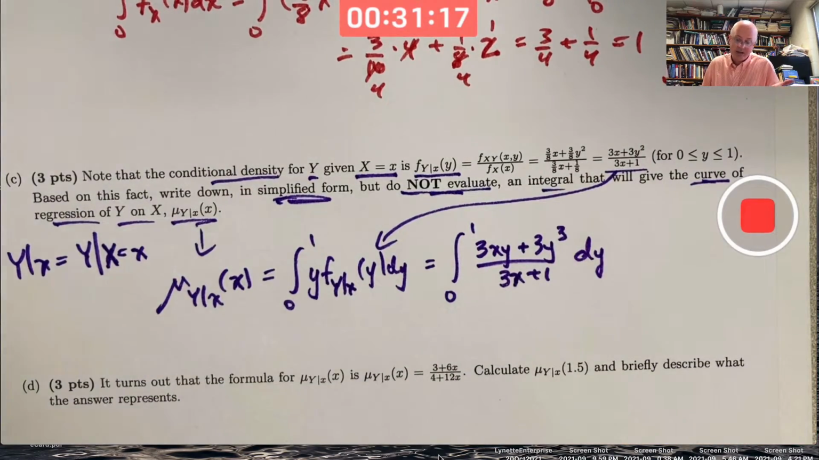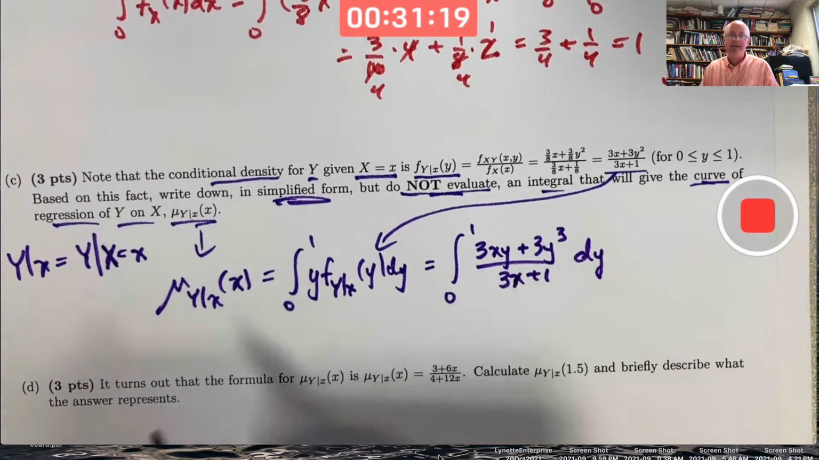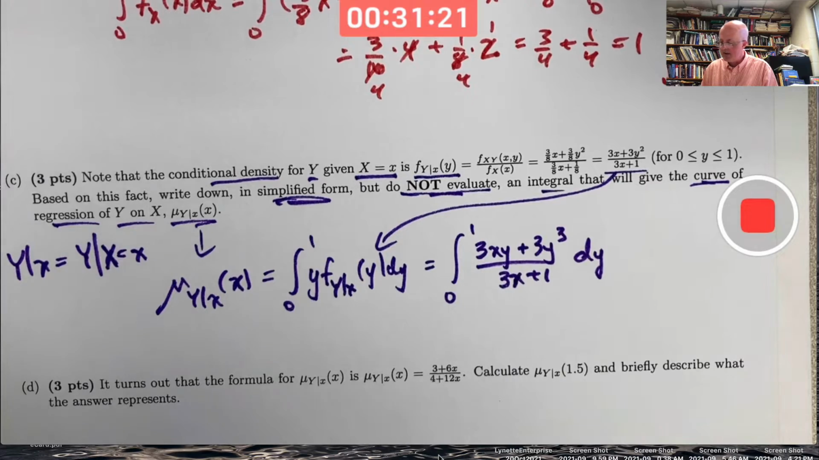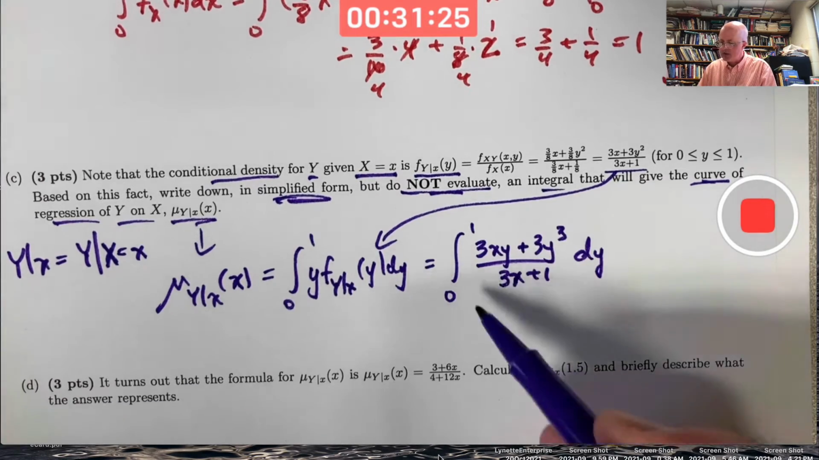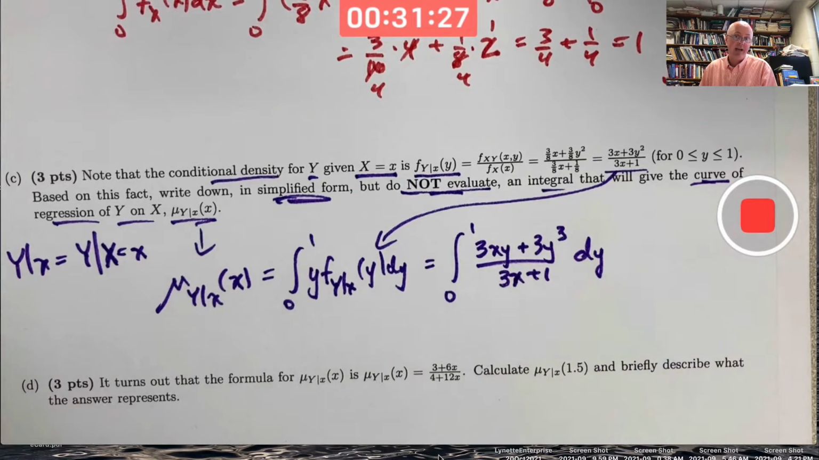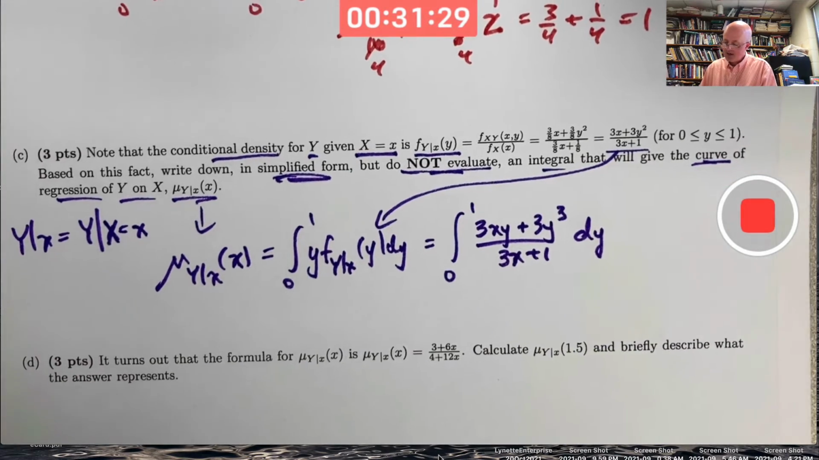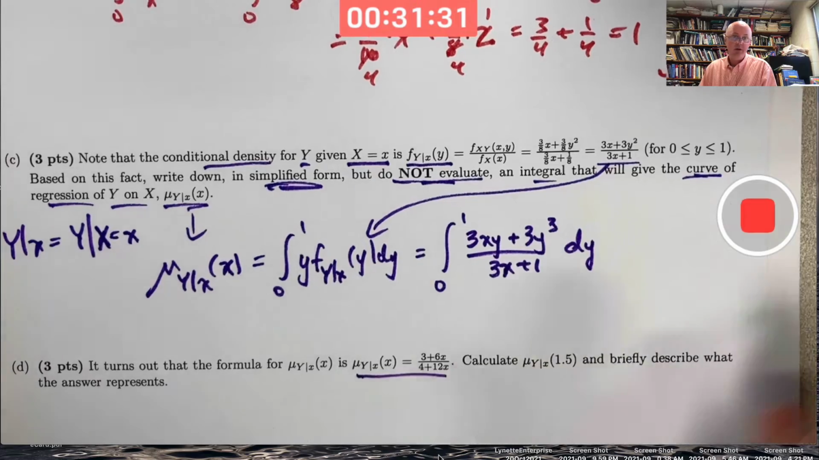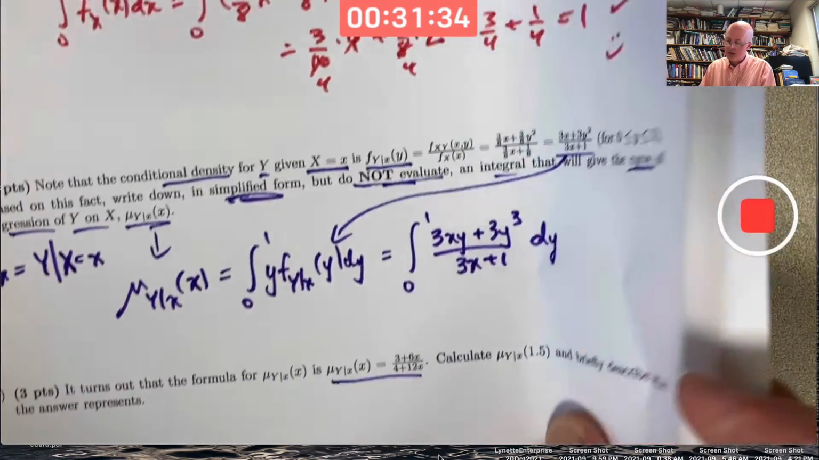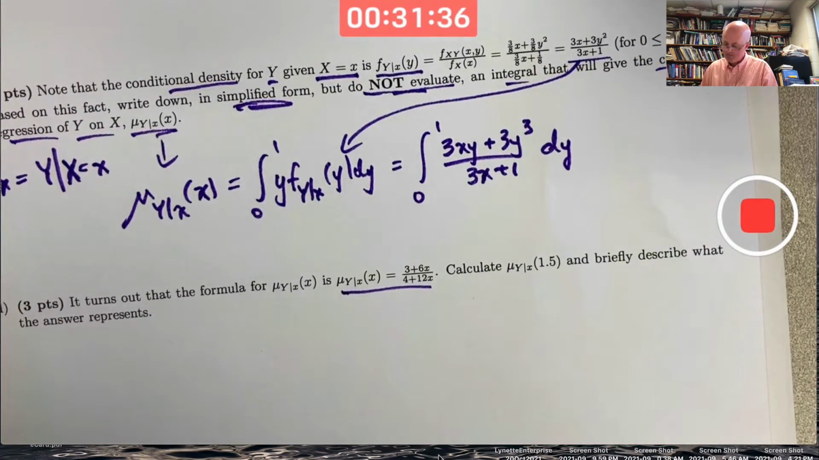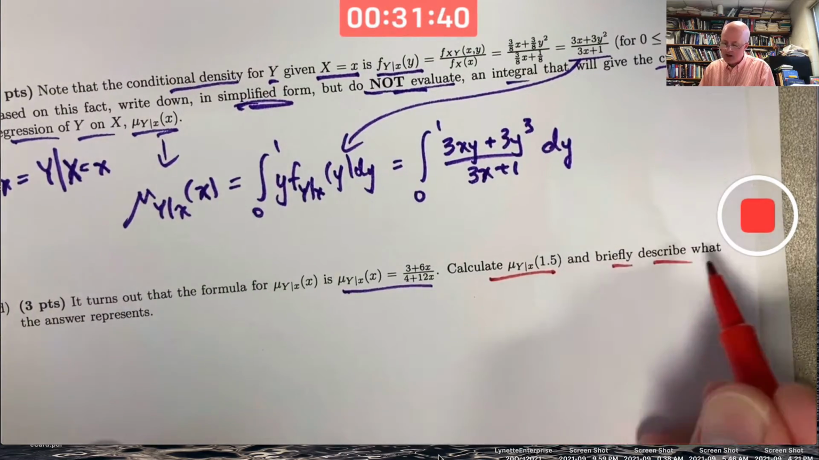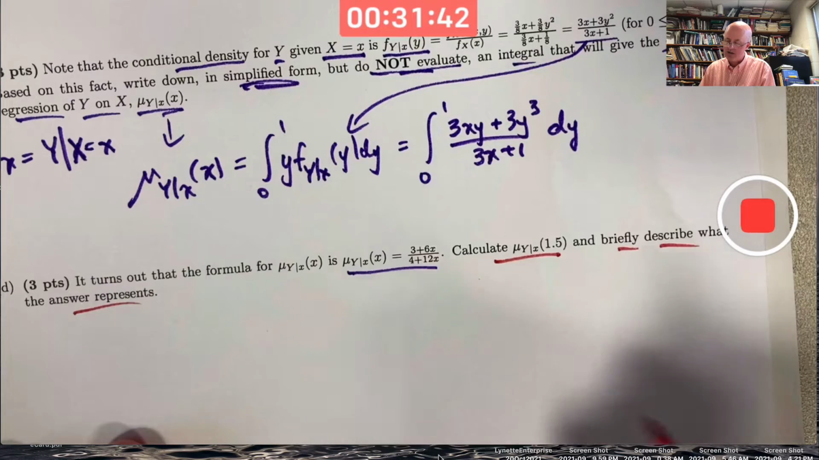Ultimately, the answer does depend on x. And we can think of this mean as a function of x, and we could graph it if we like. Actually, doing this integral is not that hard. You'd split this fraction up into two pieces and just treat everything involving x as a constant. And it turns out, you could check it, that would be a good exercise, that the formula for mu simplifies to this. The goal in part D is just to calculate this value and briefly describe what it represents.